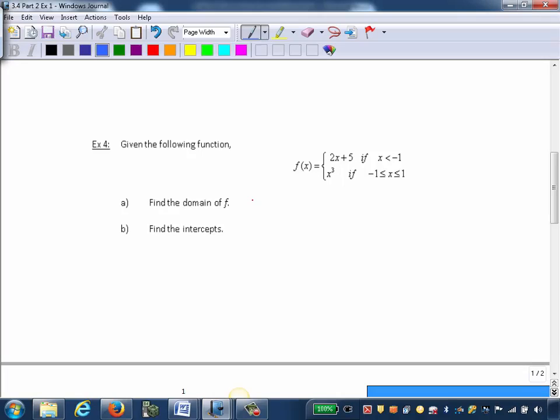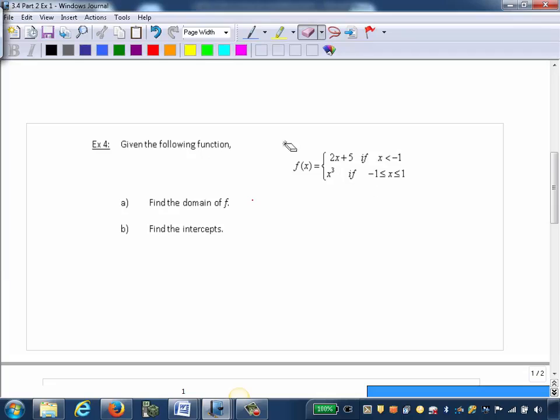Example 4. Given the following function, f of x equals 2x plus 5 if x is less than negative 1, and x cubed if negative 1 is less than or equal to x is less than or equal to 1. Part A, find the domain of f.